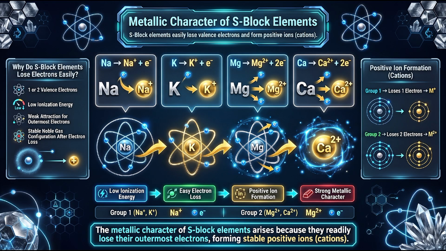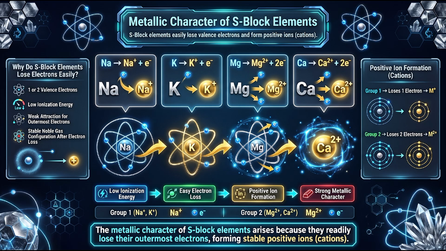For Group 2, the image shows M → M²⁺, Group 2 loses 2 electrons. This means every alkaline earth metal loses 2 electrons and forms an ion carrying a +2 charge. Examples include Be, Mg, Ca, Sr, Ba. Every Group 2 metal forms a doubly charged positive ion because 2 valence electrons are removed.